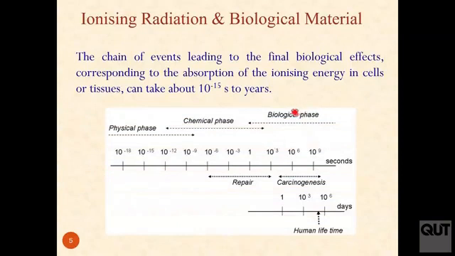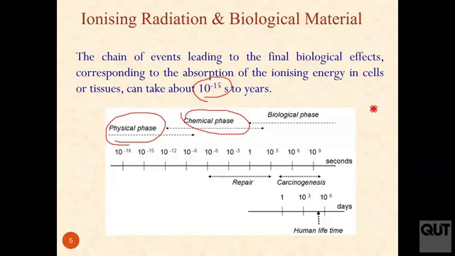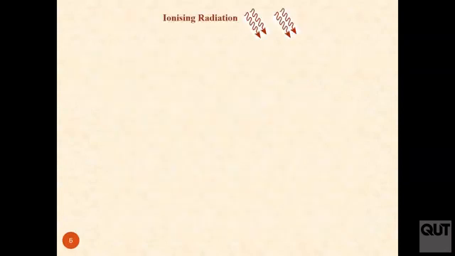So let's have a look at different phases. If we go through a timeline starting at 10 to the minus 15 seconds, you get a physical phase. This is where all the interactions take place. Then there's a chemical phase, which takes a fraction of a second up to maybe a second or so. That will be the various chemicals being formed, and then there's a biological phase, which is the actual effect on the living organism itself.